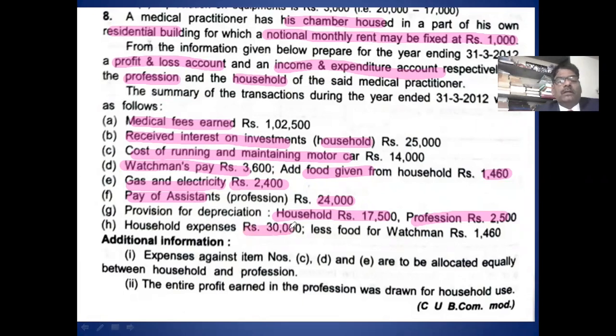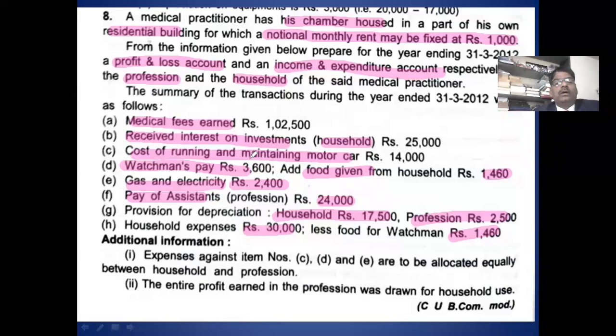Household expense 30,000 relating to food. And they asked to less the watchman food expense 1,600. Okay. These are the incomes and expenses you have to take in the respective account. If it is relating to profession, you take in the P&L account. If it is relating to household, you take in the income and expenditure. Then item number C, D, E are allocated equally. Item number C, D, E.